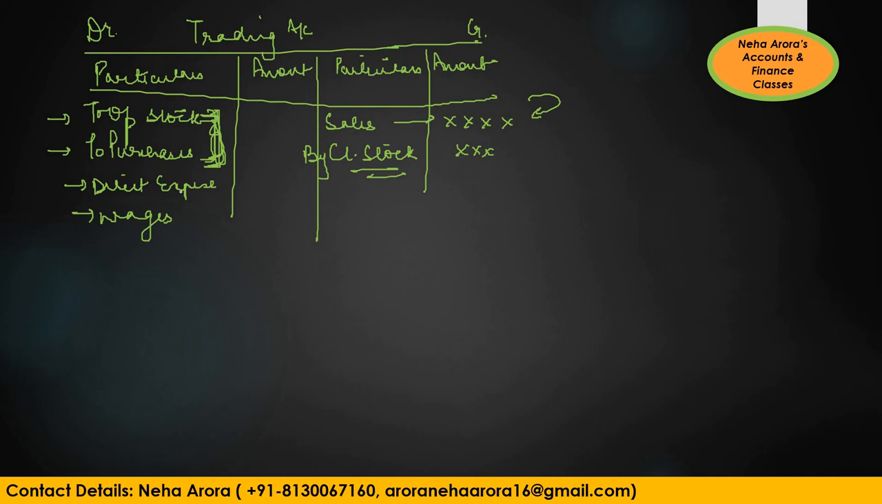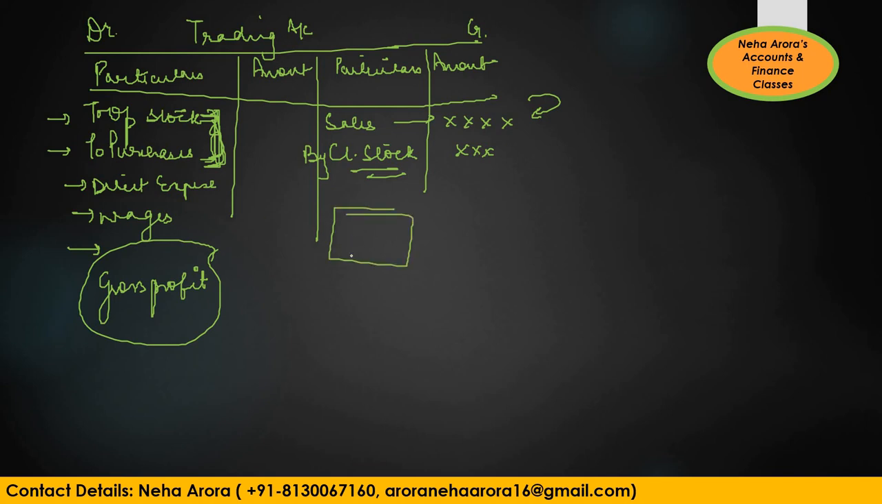So whatever would be left is nothing but my gross profit. If your sales amount is greater than your consumption of expenses, you will get a balancing figure which would be gross profit. But if your expenses are greater than sales, you will have a balancing figure over here, which will be known as gross loss, right? So this is how you will be preparing the trading account. Please forgive me for my handwriting here and how I'm drawing the trading account.